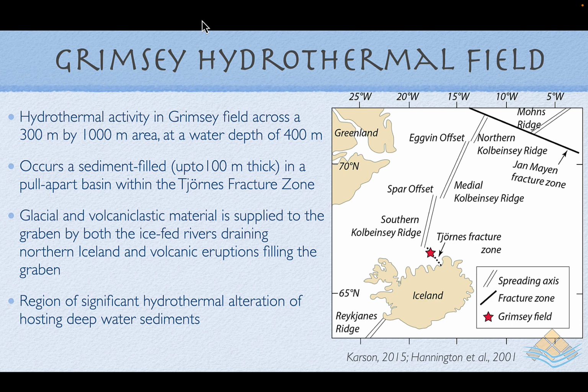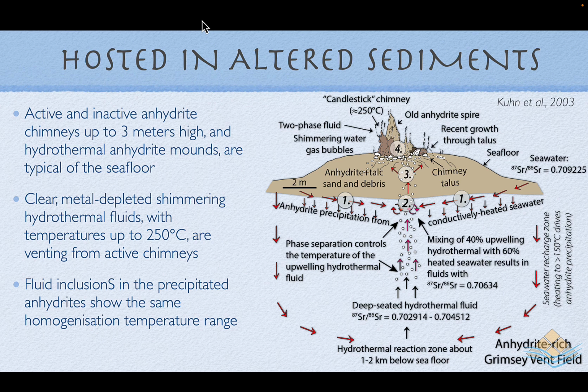The sediment itself is accumulating from what is the weathering products of ice-fed rivers draining Iceland, along with associated volcaniclastics and volcanics coming from a variety of volcanic eruptions. So filling that graben, we have a variety of glaciogenic and volcaniclastic sediments. And the hydrothermal activity then is taking place within that sediment column, unlike where we have open oceanic ridges with little or no sediment accumulation. In the Grimsey field, it's hosted in altered sediments.